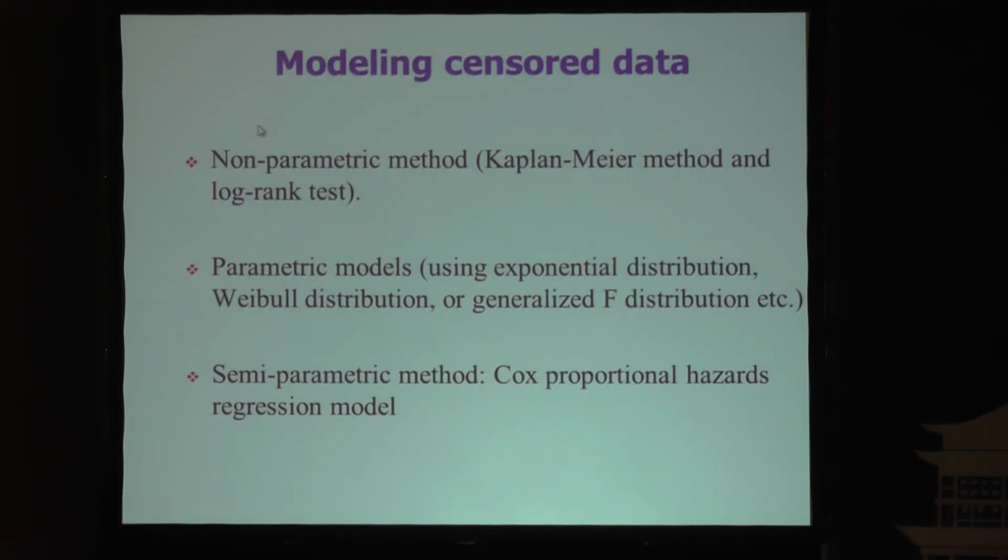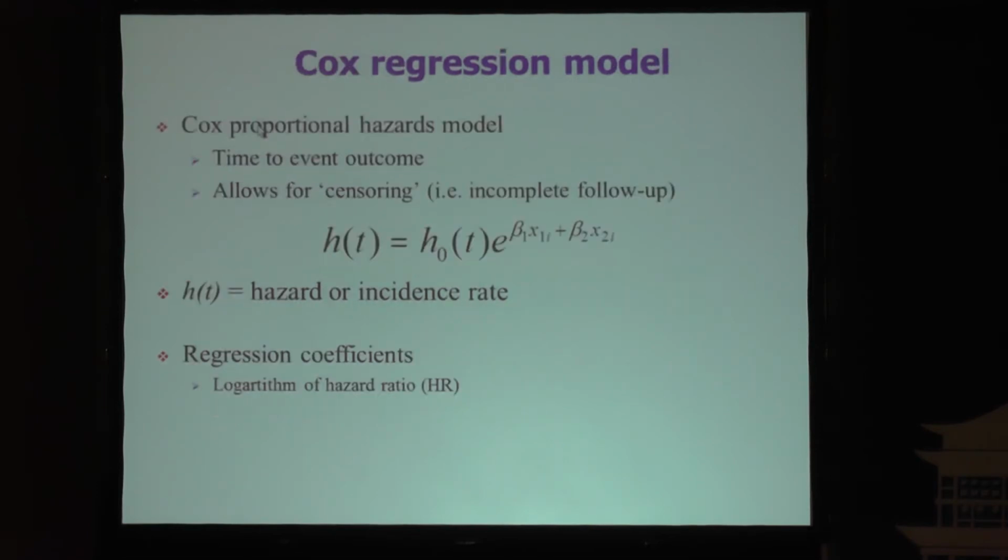The parametric way is where we can use specific assumptions of the duration to the events as certain distributions, for example, exponential distribution, Weibull distribution, or generalized F distribution. In clinical research, the parametric model is not that commonly used, because such a specific distribution is always difficult to justify. So that's why people like to use the semi-parametric approach, the Cox proportional hazards regression model.